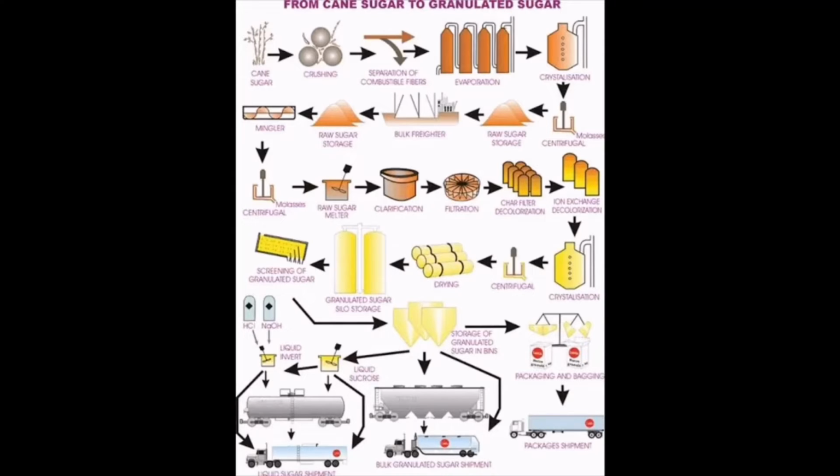Now see in the picture, if you can see, from cane sugar to granule sugar, how they have processed. The whole process is given in the picture. Okay, from the field, first you get the cane sugar, then crushing is done, then combustible feeds, then evaporation, crystallization. The whole process takes place, and finally you get a finished product as sugar. And then sugar is taken to the industry or factory or wherever it has to go, and then finally transportation takes place and it is in the market.